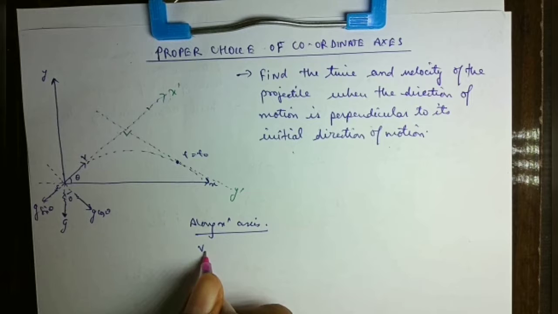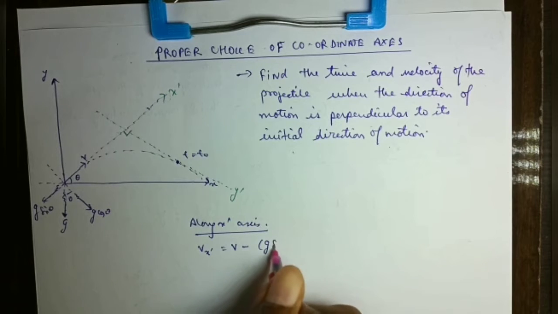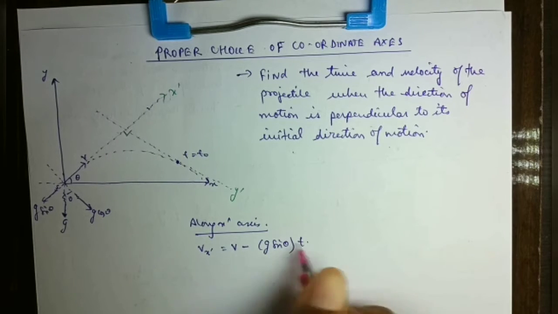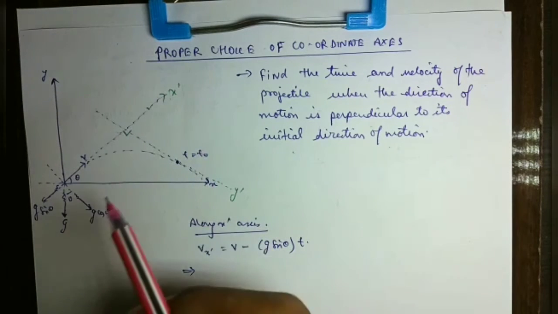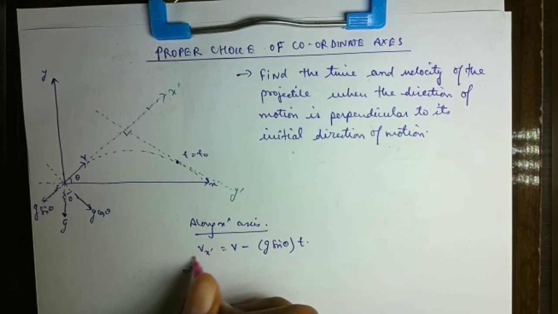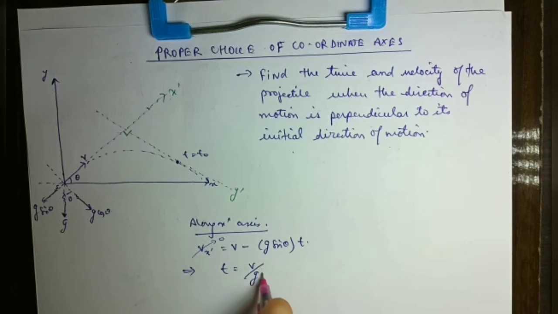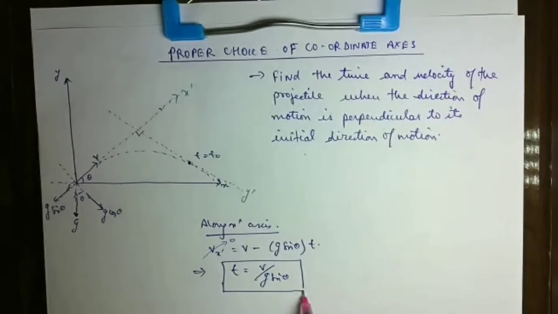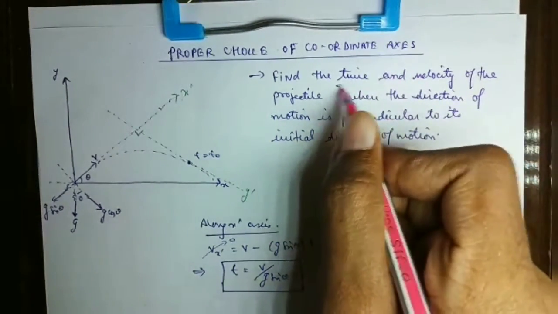Now I'm going to write the equation along the x prime axis. We are going to use v x prime equals v minus g sin theta t. We know that at this instant it is going to be 0, so from here we get t equals v by g sin theta. This is the time. So we have determined our time.